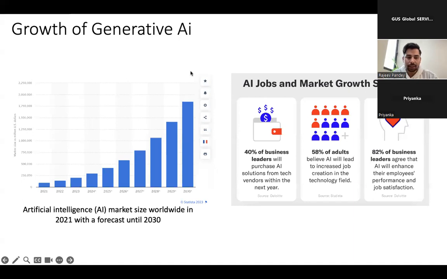And if you read any research paper, you kind of get to align to this. 82% of business leaders agree that AI will enhance their employees' performance and job satisfaction. So it can also help train people faster. This is upskilling, and learning AI is not really an alternate.